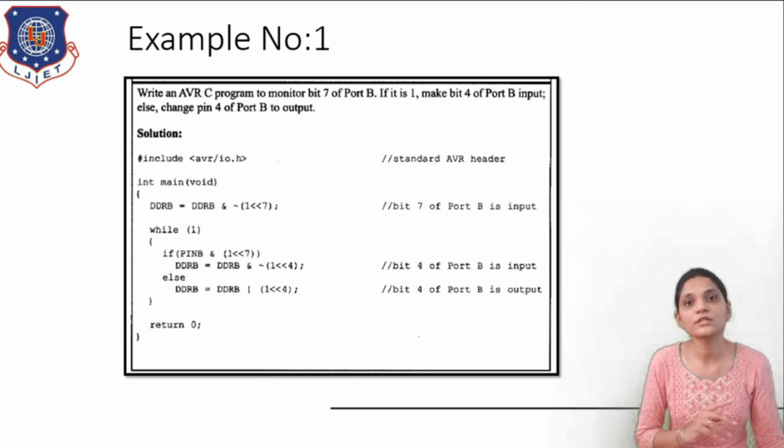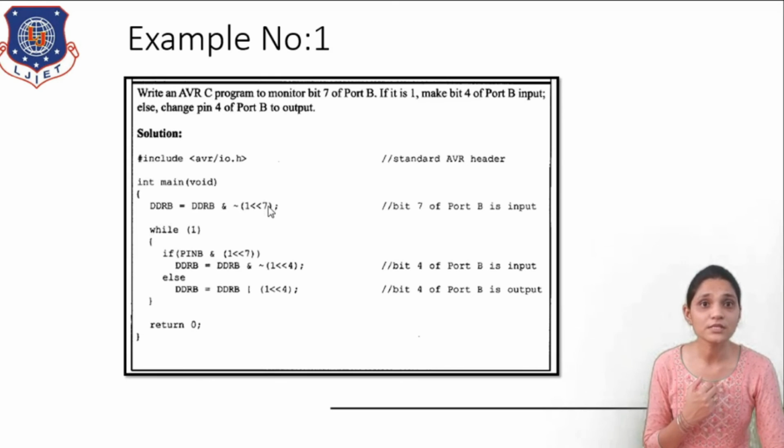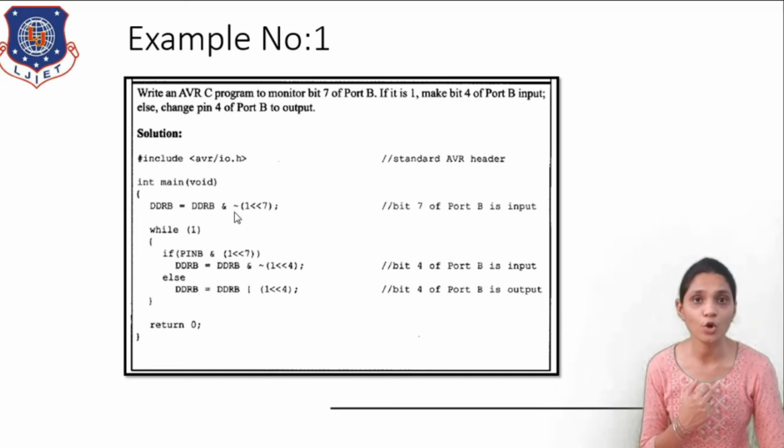For this we first have to make this port B's particular bit an input, because we have to monitor it, and for this we are using this instruction: DDRB equals DDRB, and then we are using this shifting operation, and with this NOT operation.